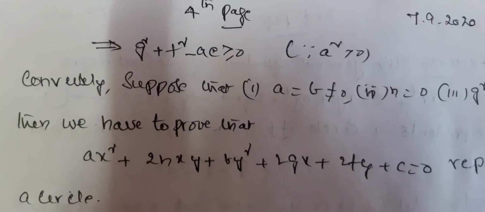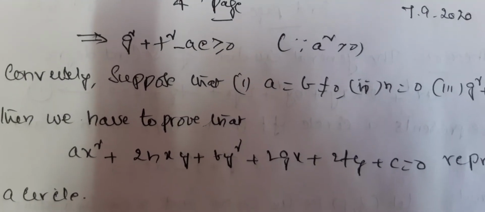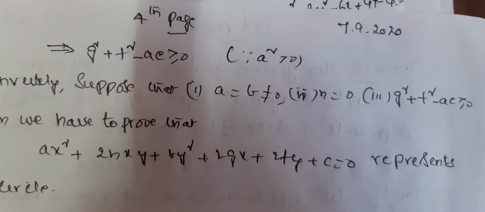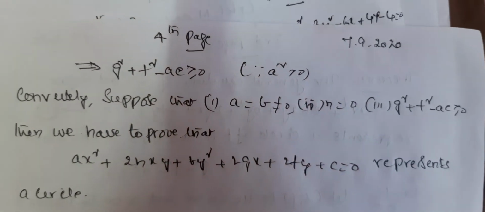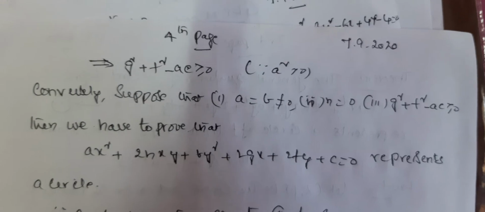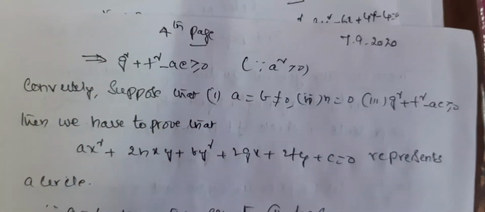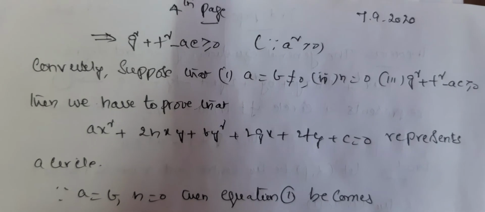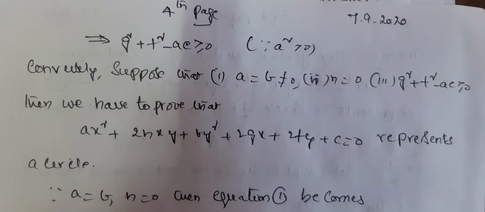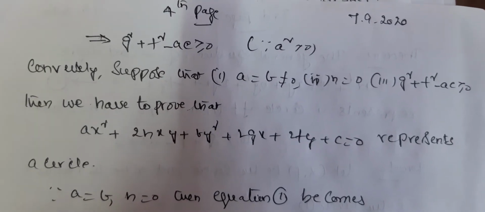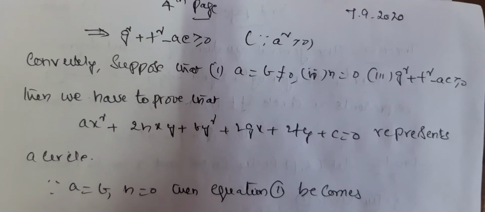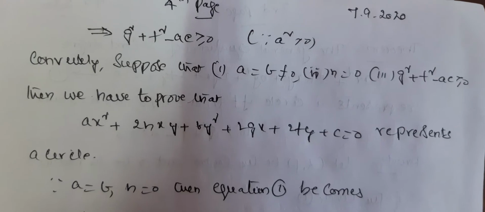So we fulfilled all the conditions: a is equal to b and not equal to 0, h is equal to 0, and g square plus f square minus ac is greater than or equal to 0. So let us prove that the second degree equation given represents a circle. So now let us take the equation ax square plus 2hxy plus by square plus 2gx plus 2fy plus c is equal to 0. We will see whether it represents a circle or not.